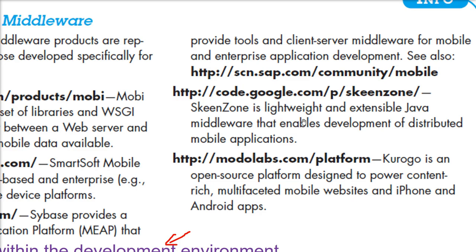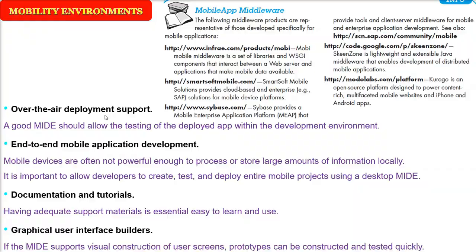Along with this, we have modolabs.com. Kurogo. This is also a very popular open source platform designed to power the content-rich, multifaceted mobile websites and iPhones and Android apps. So there are middlewares which are required while developing the mobile apps, and these are the ways you can get it.